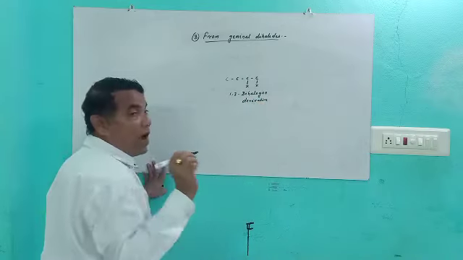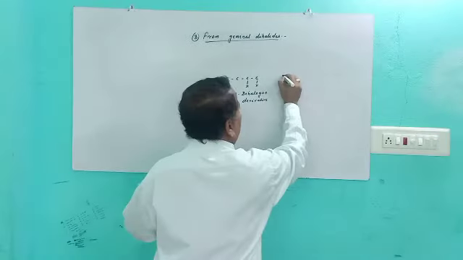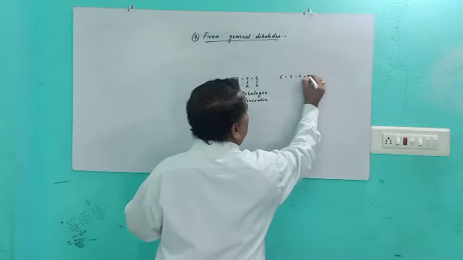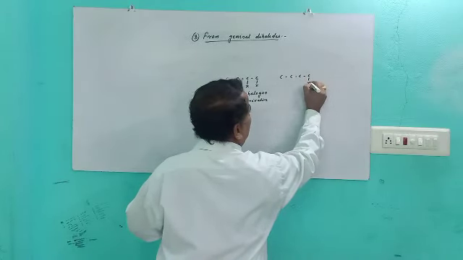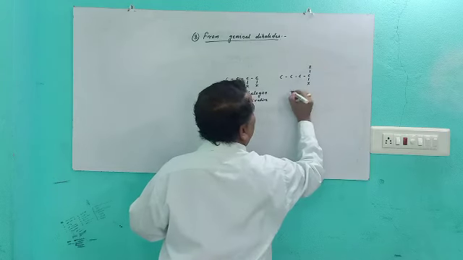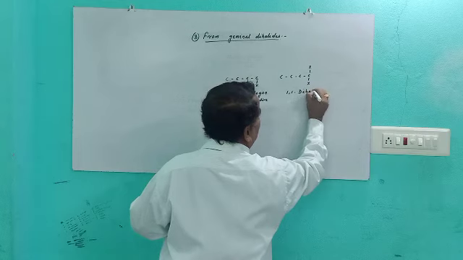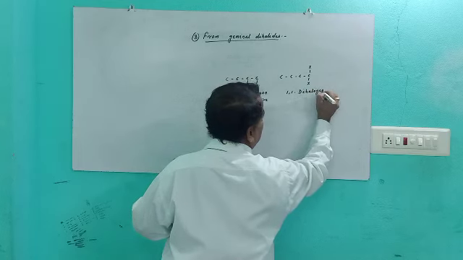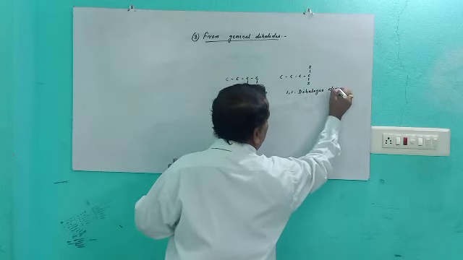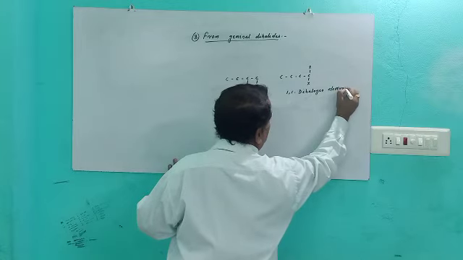Another one is your 1,1 dihalogen derivative. Suppose the carbons are numbered 1, 2, 3, 4. If both halogen atoms are on carbon 1, it is your 1,1 dihalogen derivative.